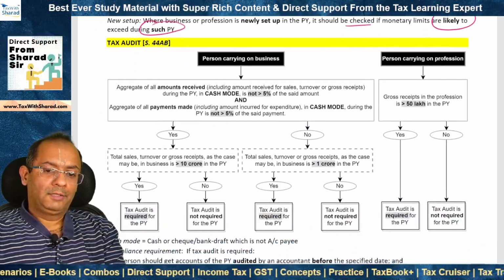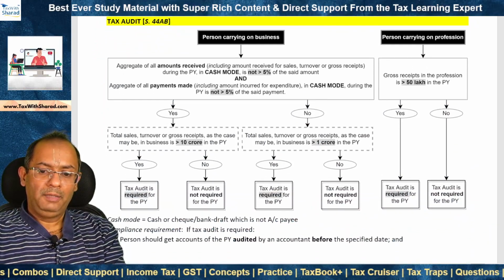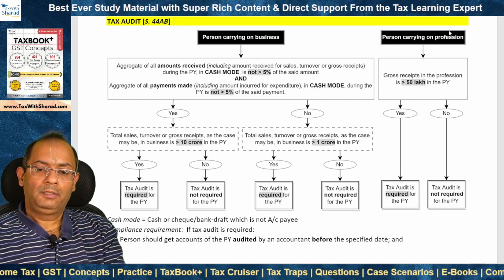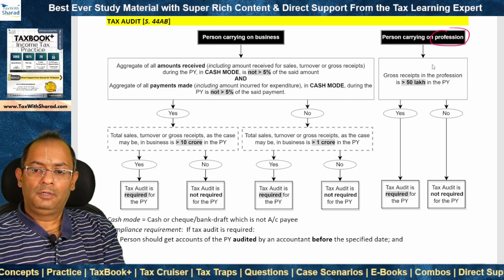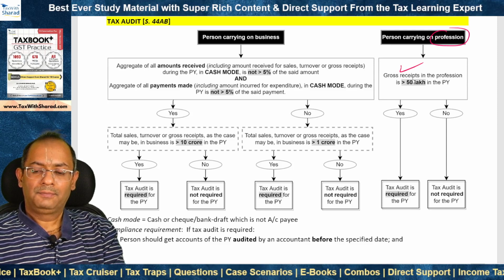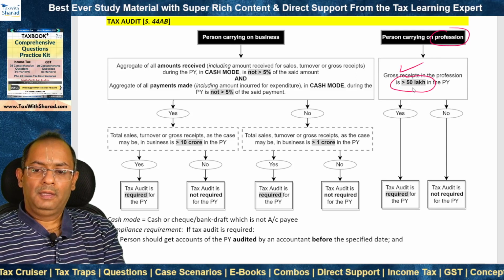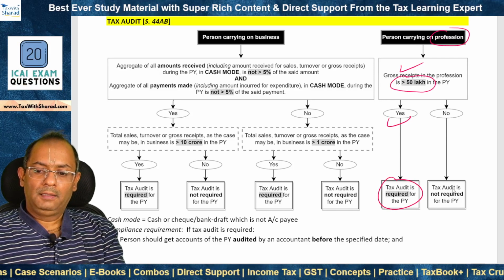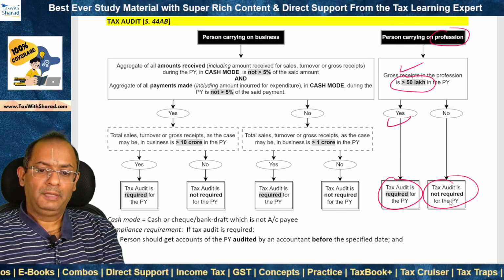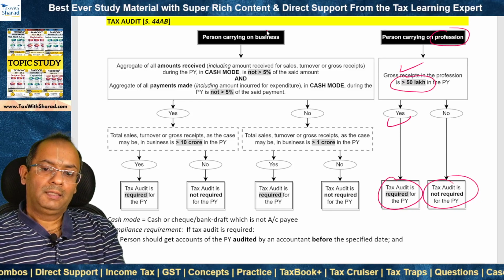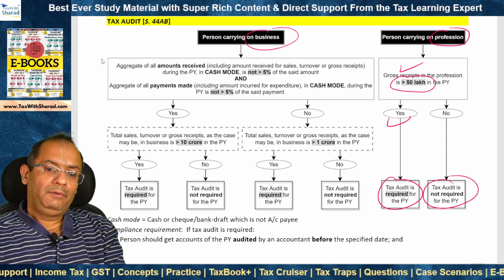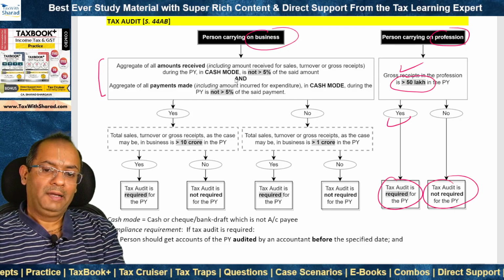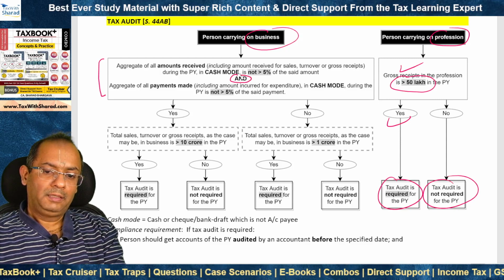Now we take a look at the tax audit provisions under section 44AB. This depends on whether the person is carrying on a profession or a business. In case of a profession, we need to check gross receipts. The threshold is 50 lakh. If gross receipts exceed 50 lakh, then tax audit is required. Otherwise, tax audit is not required for the previous year. Where the person is carrying on a business, then we need to check whether both these conditions are satisfied.